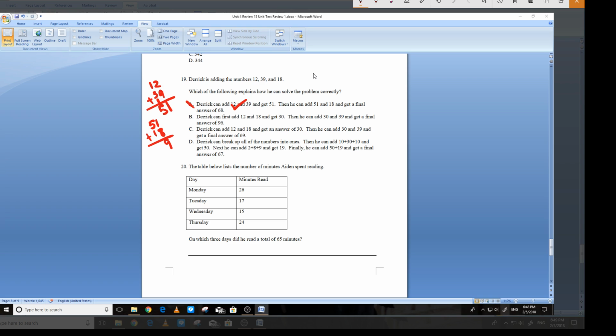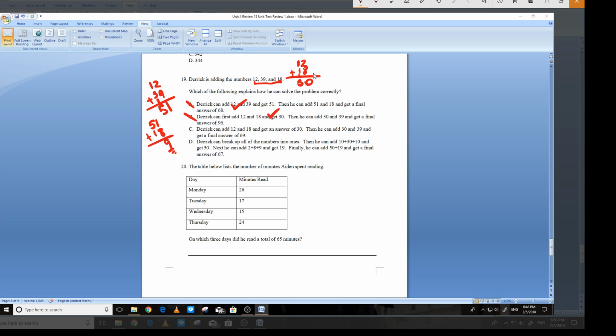Let's look at B. Derek can first add 12 and 18 and get 30. Now, this is what I like, because remember, you can add in any order. So obviously, we're combining terms that can make 10. 2 plus 8 is 10. 1 plus 1 is 2, plus 1 is 3. The answer here is 30. Okay, so far so good. Then he can add 30 and 39 and get a final answer of 96. Okay, I really don't like this because through working the question out in A, I know that there should be a 9 in the final answer. So since there's not a 9 there, I know B is incorrect.